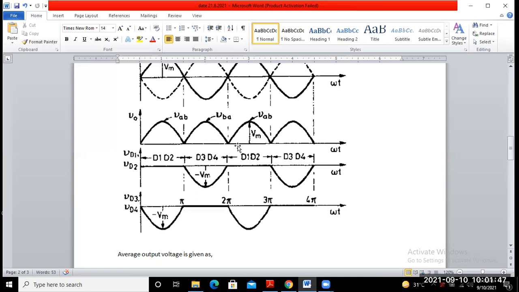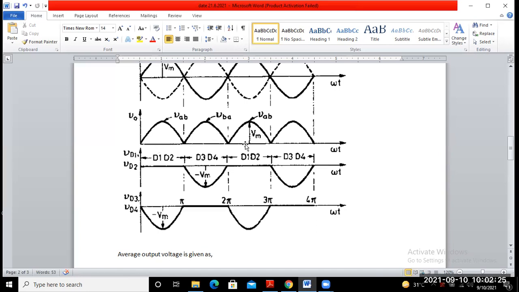If you remember how we can find the average output voltage of any waveform, that will be a standard formula. If you represent the function by x of t, then the average output value X0 equals 1 by time period, integral from 0 to time period of x(t) dt. So you may put in that standard formula for this waveform.